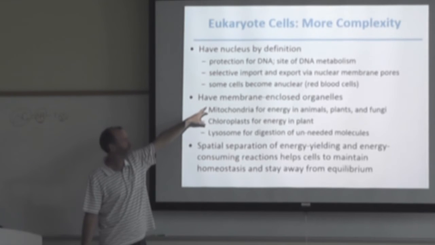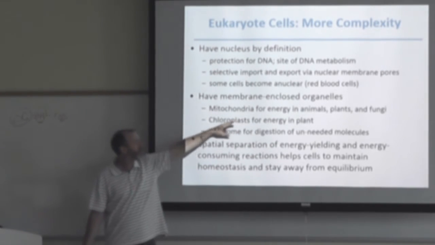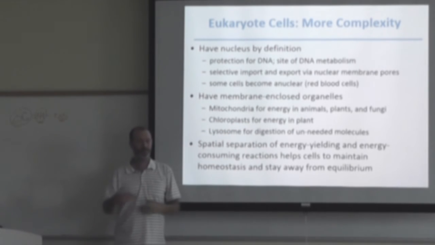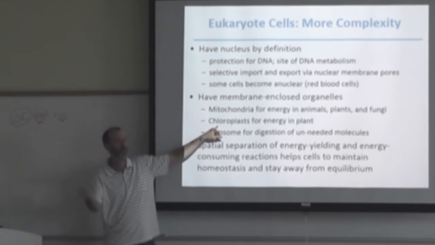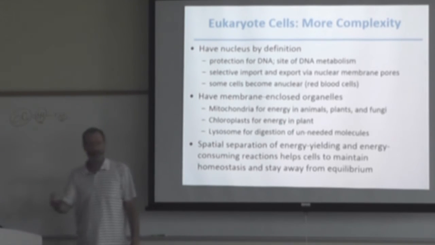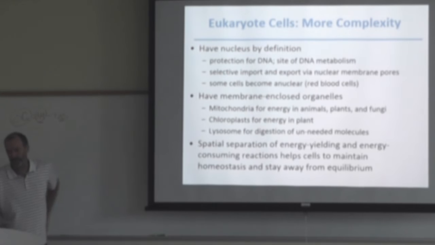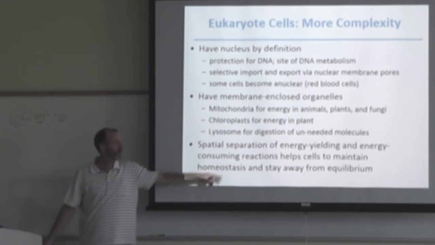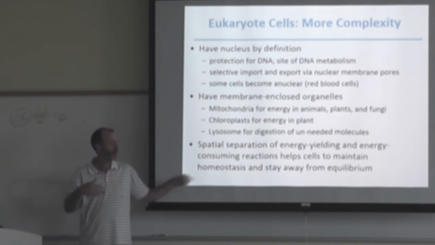Well, hopefully. So they have membrane enclosed organelles. Mitochondria are used for energy in animals, plants, and fungi. Chloroplasts, of course, are energy in plants. And then the lysosome is for the digestion of unneeded molecules. Spatial separation of energy yielding and energy consuming reactions will help maintain that homeostasis.